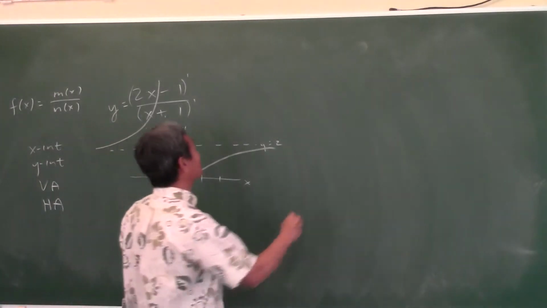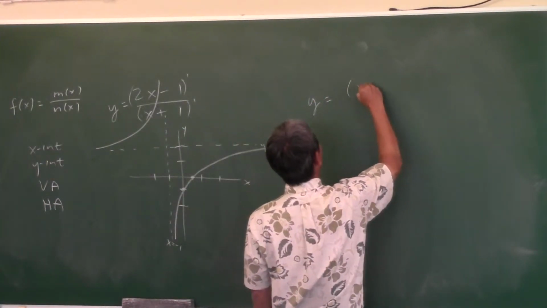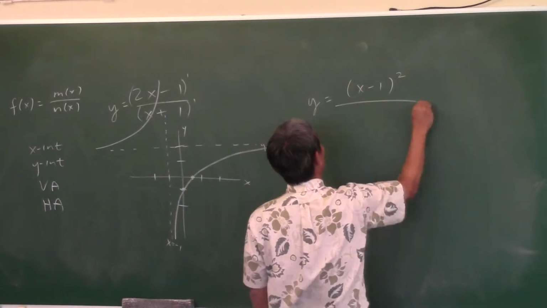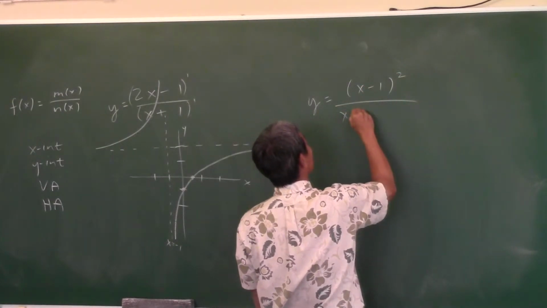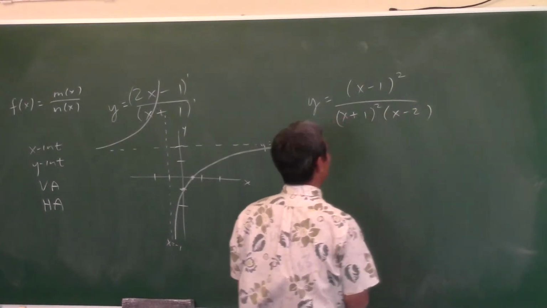Okay, let's do an example with powers now. How about x minus 1 squared all over x plus 1 squared times x minus 2? Let's make up something.